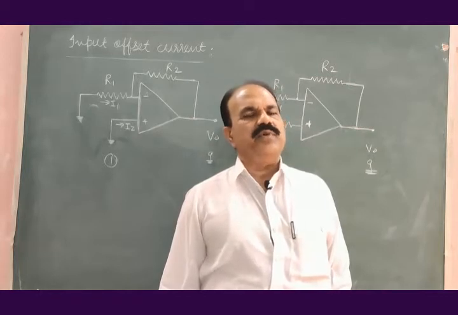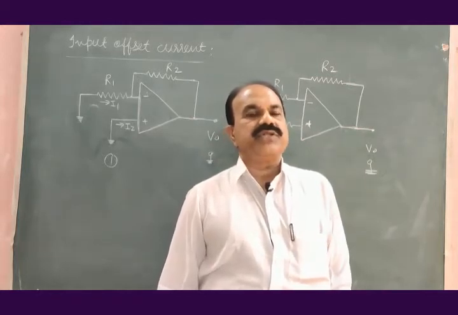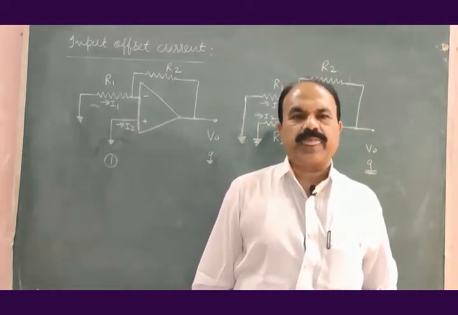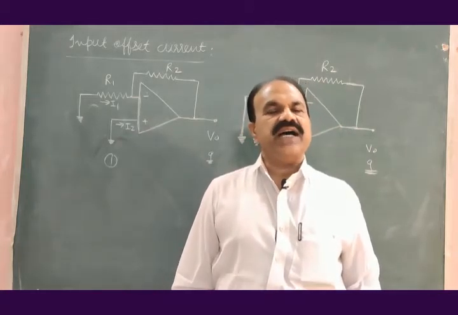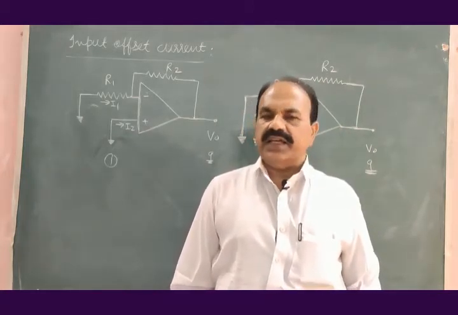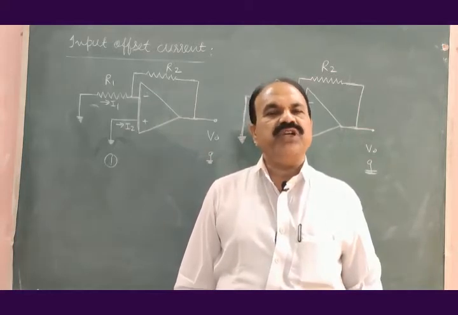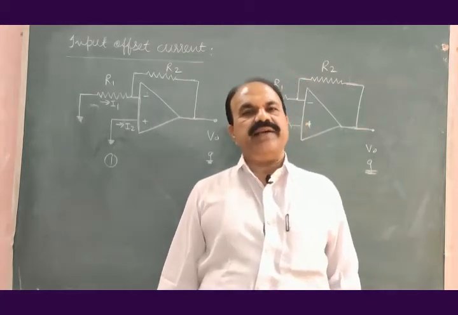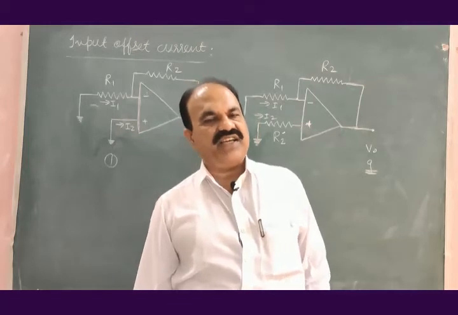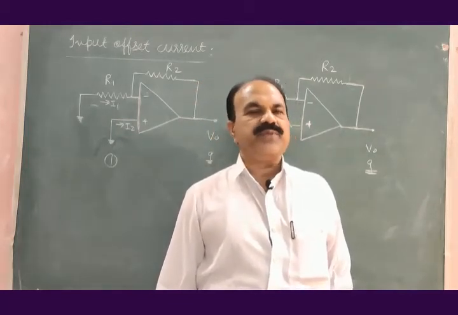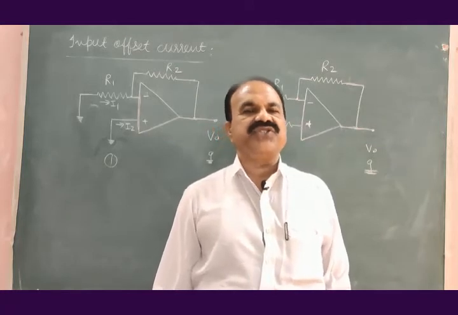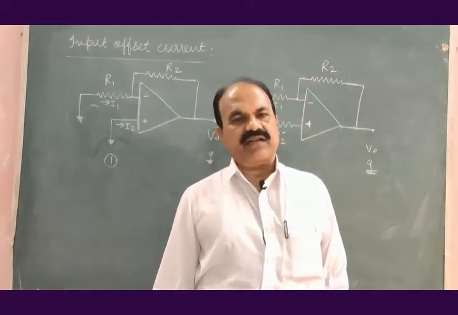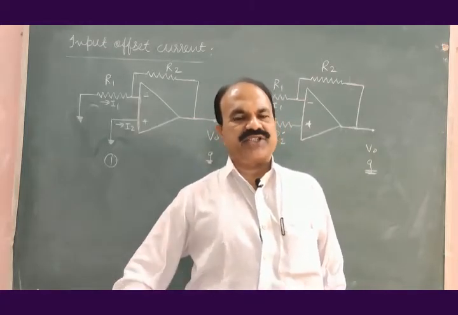These currents are very small because the input impedance of the operational amplifier is very large, ideally infinity, and therefore the biasing currents I1 and I2 flowing through the inverting input terminal and non-inverting input terminal are very, very small. Unfortunately, still mismatch is there, and because of mismatch in the fabrication of the two transistors in the input stage of the operational amplifier, currents I1 and I2 are not the same.